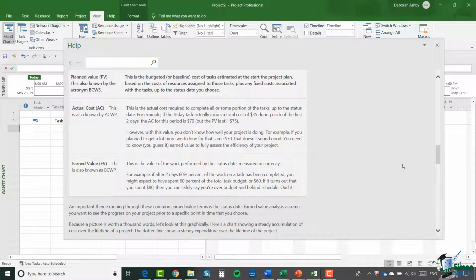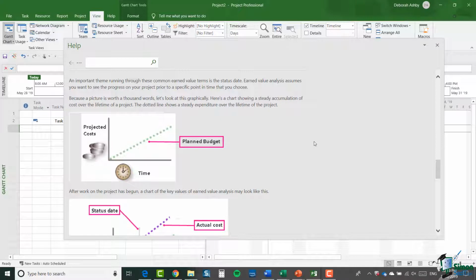Now, as I mentioned just now, Project 2019 calculates these for you, but it's important to understand what those three terms mean. And now, in that same help topic, there's a little graphic just further down from the definitions you just saw.